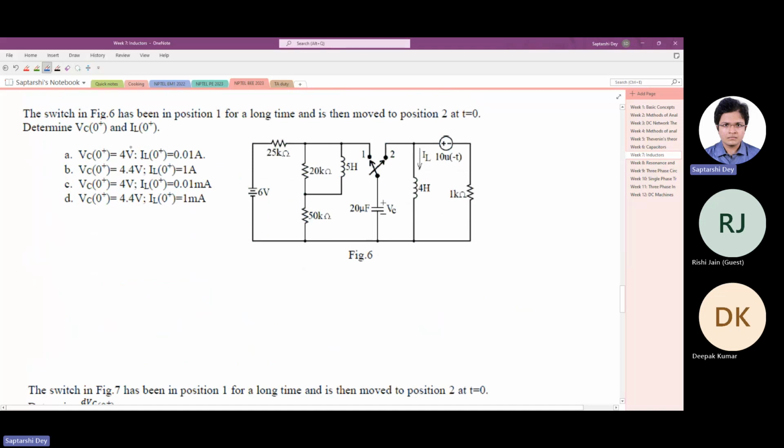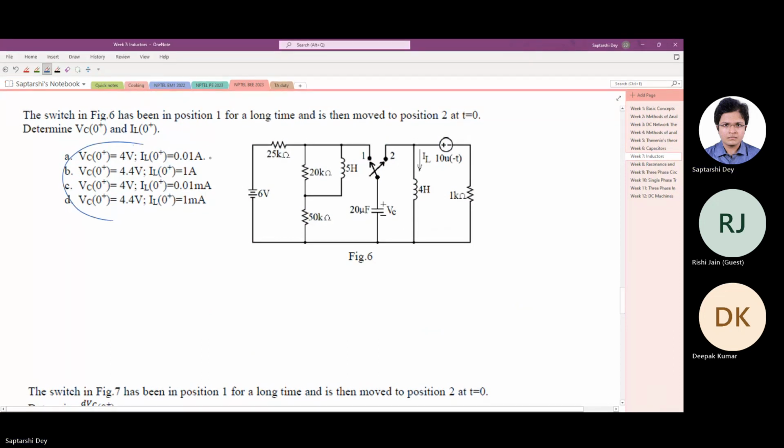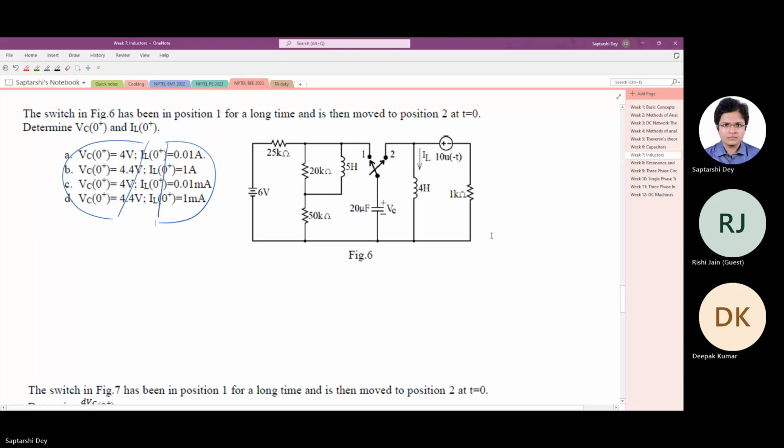Now these questions are a bit tricky and I am a bit skeptical about these options here. I don't know. So not all of it might be correct. We will see. Again, the switch has been in position 1 for a long time. What kind of switch is this? Quickly tell. We discussed last day. Okay, very good. This switch is called single pole double throw. Anyway, the switch in figure 6 has been in position 1 for a long time and is then moved to position 2 at t equals 0.